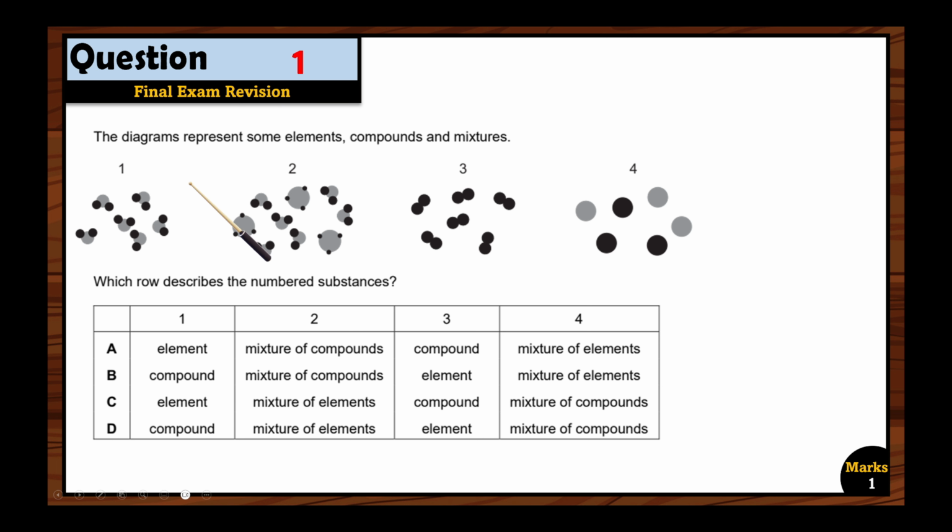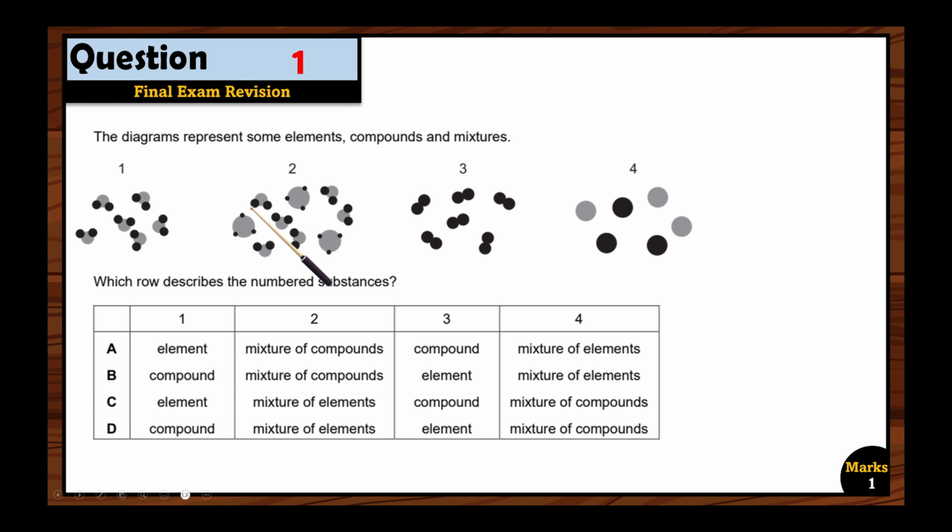In the first picture, you see there are different substances here, and in each of them there are two different atoms joined together, which means it is a compound, right? So see which option is showing the word compound. Yeah, B and D are showing the word compound, so it means B or D can be right.